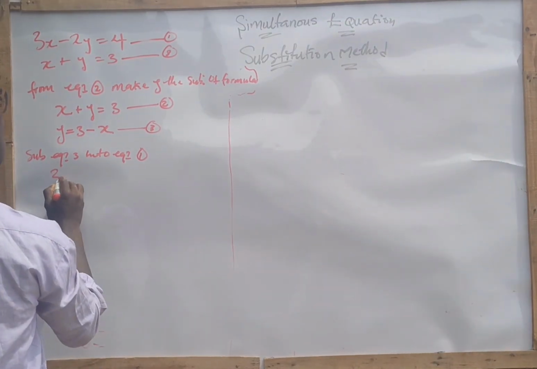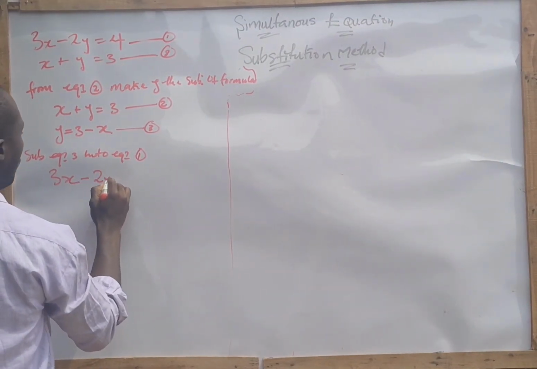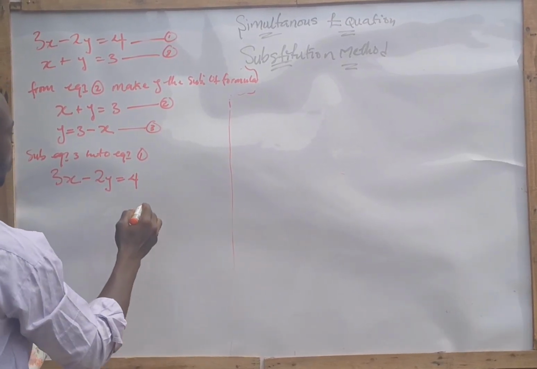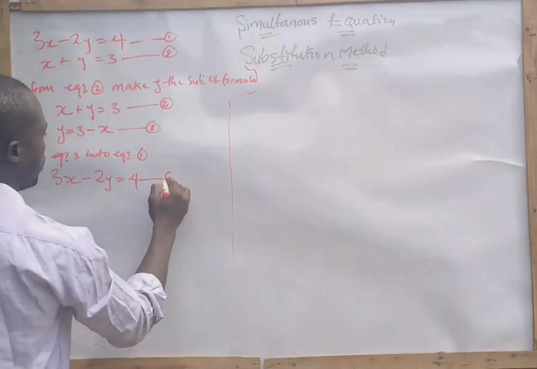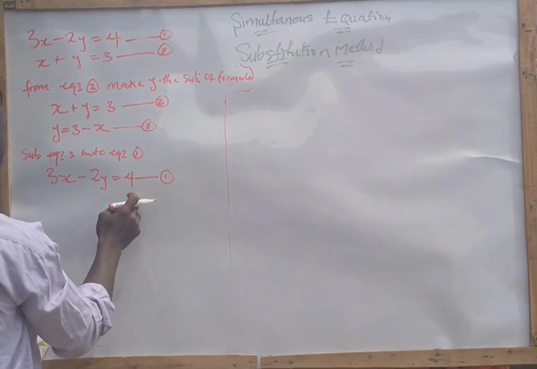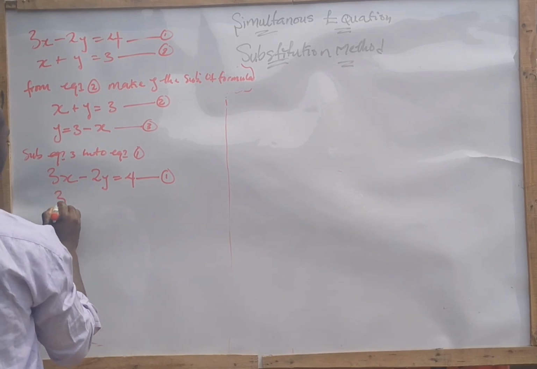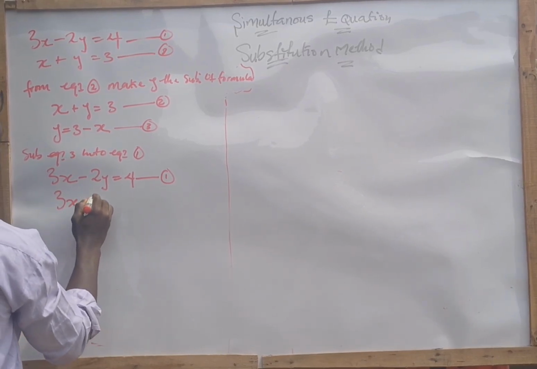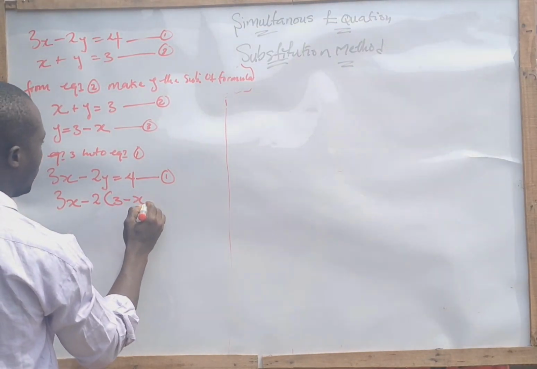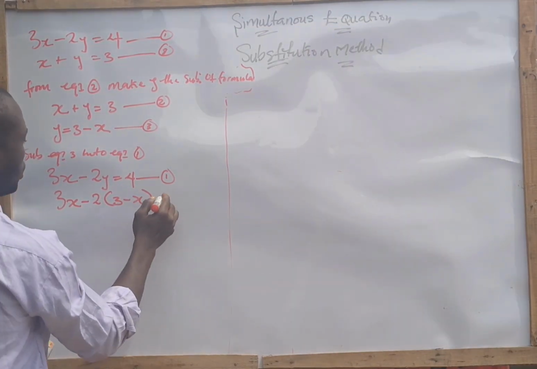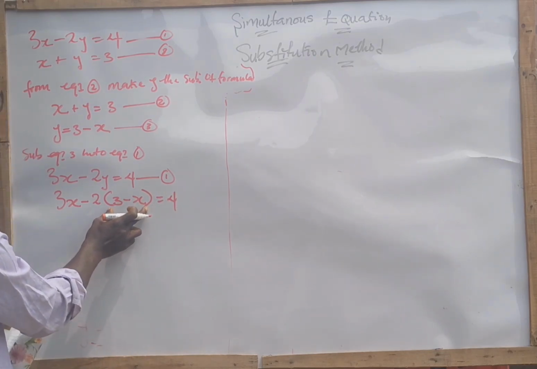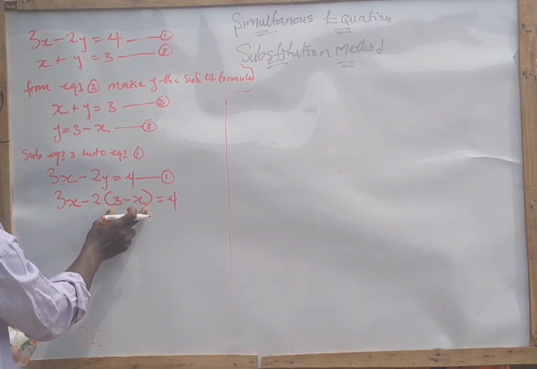Now, what do we have here? We have 3x minus 2y equals 4, which is our equation 1. Substituting equation 3 into equation 1, we have 3x minus 2 into bracket 3 minus x equals 4. So we expand this bracket out.